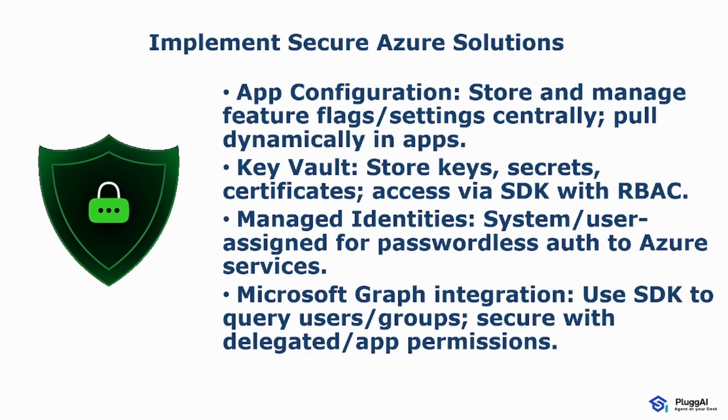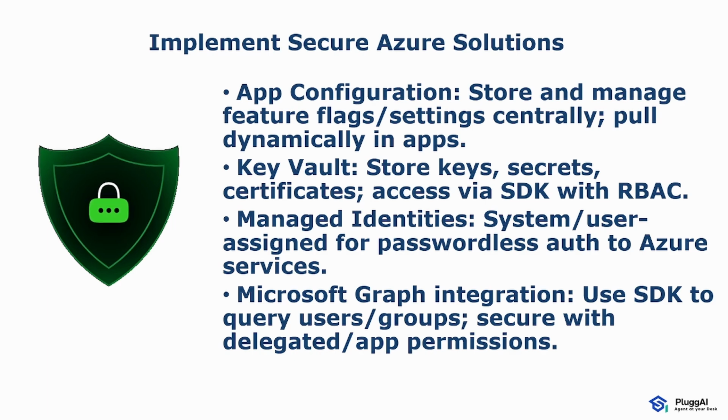Then Azure App Configuration, great for non-secrets like feature flags, app settings. Pull configs dynamically, supports versioning, labeling, dev, prod. Integrate with Key Vault references for secrets inside configs. The Feature Management library makes toggling features easy without redeploys.